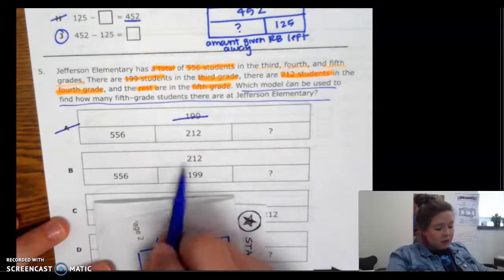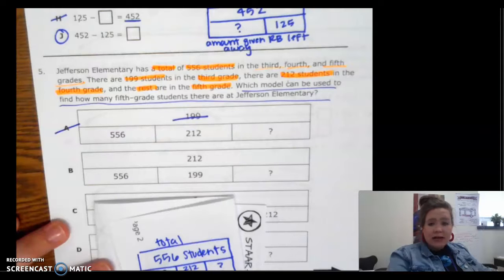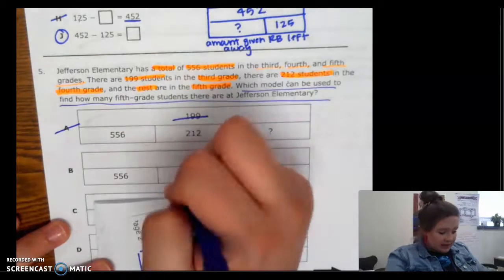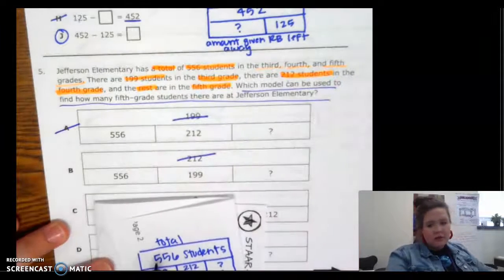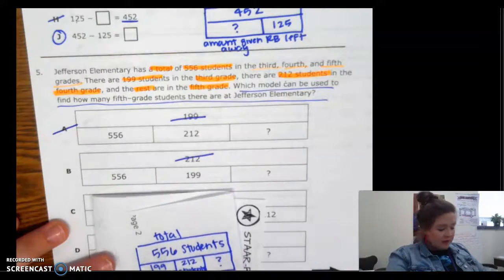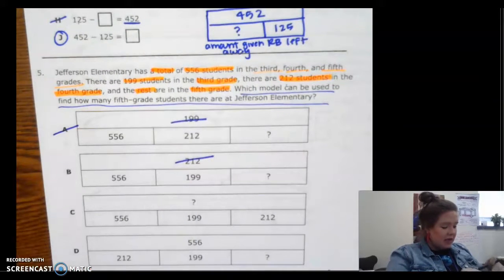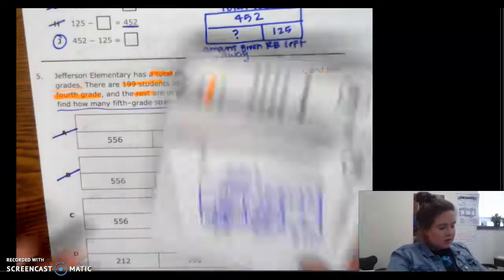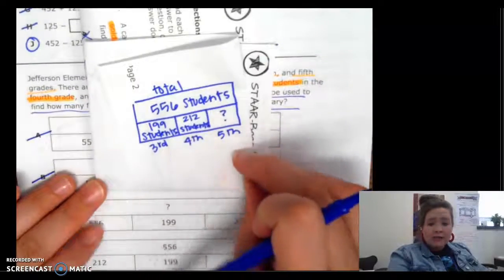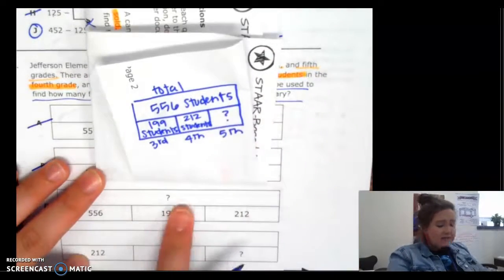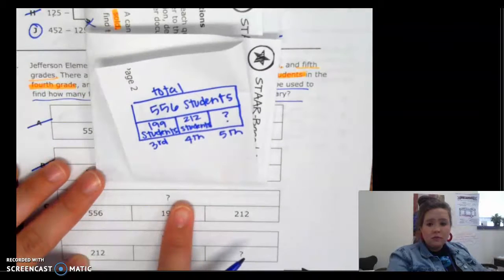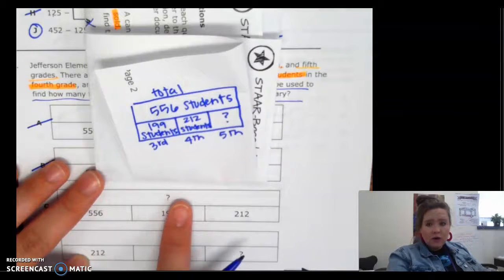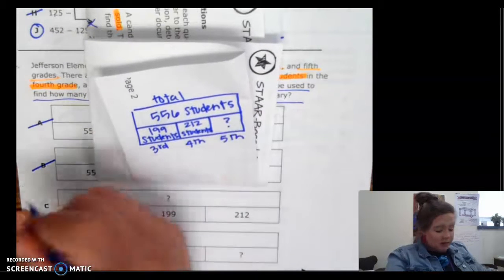Letter B, 212 students, they say is the total. Is that my total number of students? No, that's not the total number of students. What is the total number of students? 556. Okay? So letter B is out. Letter C, it is missing the total. Do we know our total in this word problem? Yes, we do.